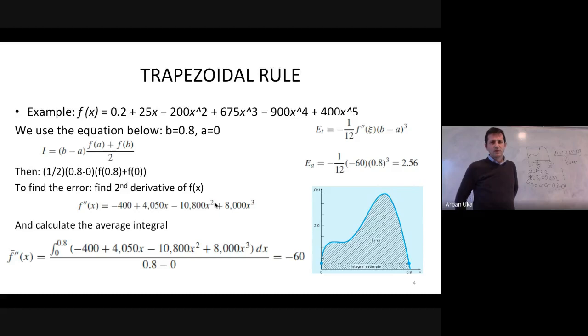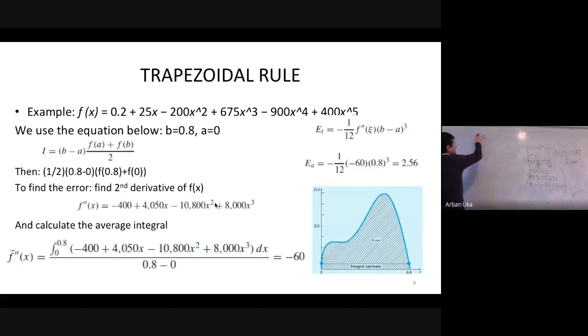Once we find the second derivative of this function, we find the average value. The average value of an integral is defined as, for example, this integral here is minus 400. So actually it's shown here. We integrated it analytically, having almost zero error. We divide it by the range and we get minus 60. Once we substitute this value, we see an error of approximately 2.56, which means that we found a value.